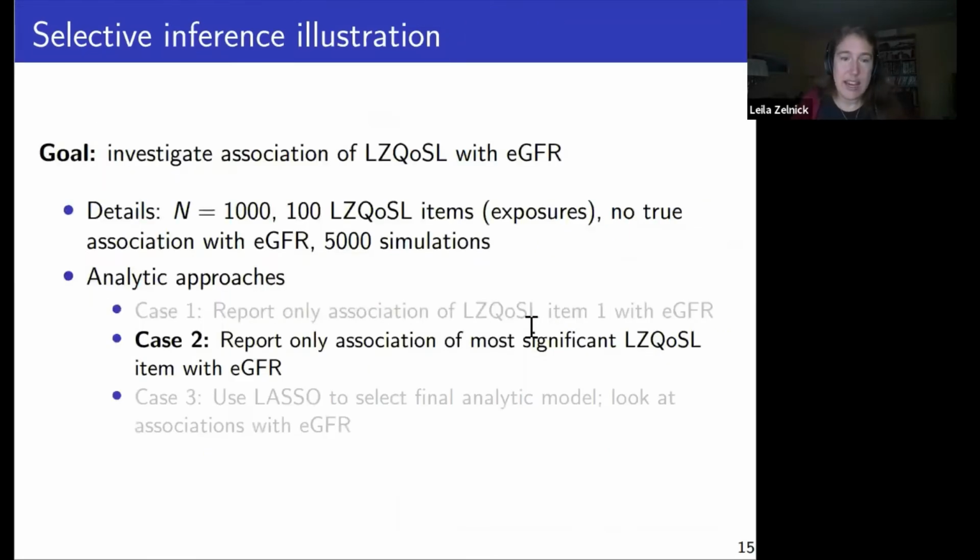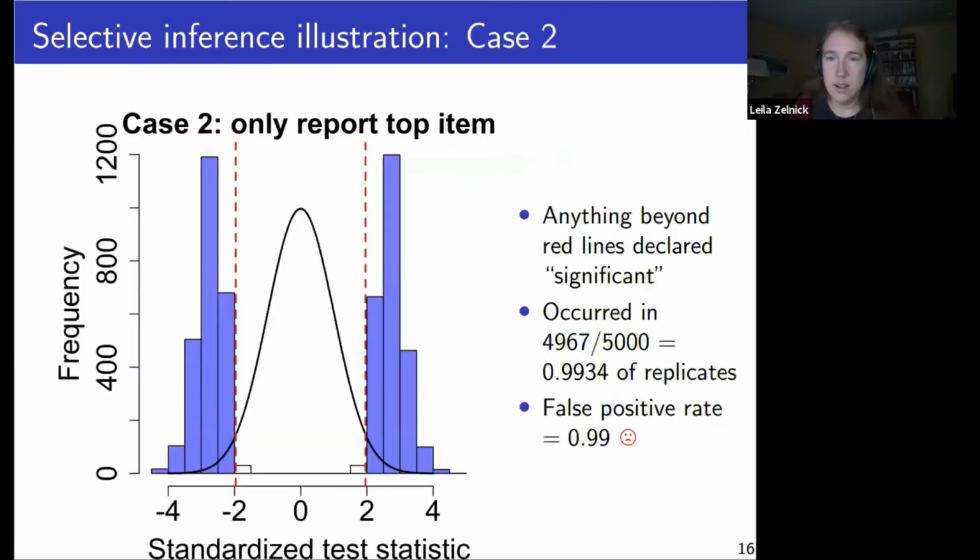Okay, let's go to case 2 then. In case 2, suppose now instead of only looking at item 1, I'm going to look at all 100 exposures separately and then only report the association for the most significant one. So same thing, I'm going to look at what the test statistic was. Again, this nice normal distribution shows me what I expect to see.